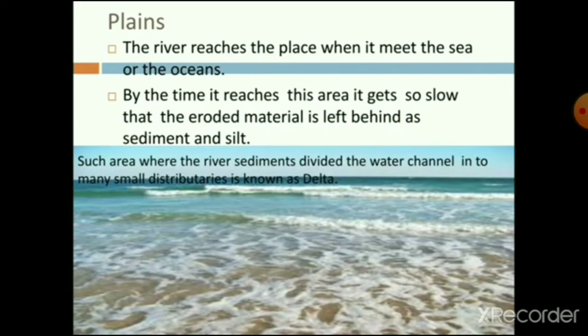Gradually, the river reaches the place where it meets the sea or the ocean. By the time it reaches this area, it gets so slow that the eroded material is left behind as sediment and silt. Such an area where the river sediment divides the water channel into many small distributaries is known as a delta.